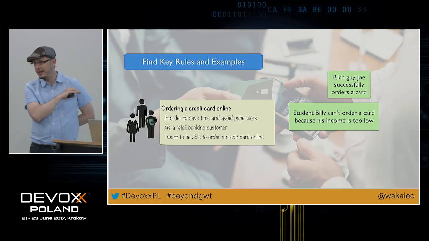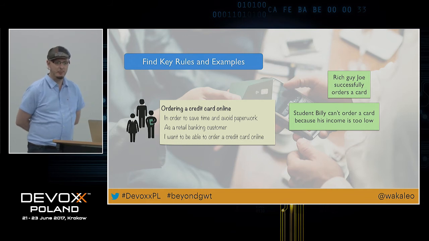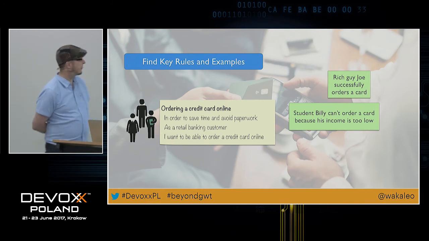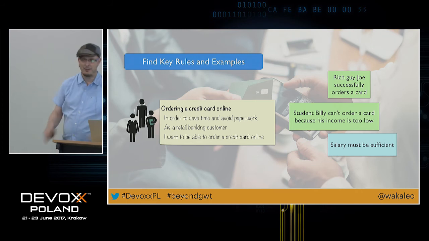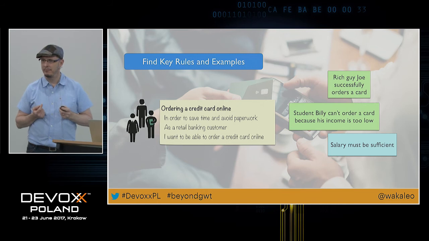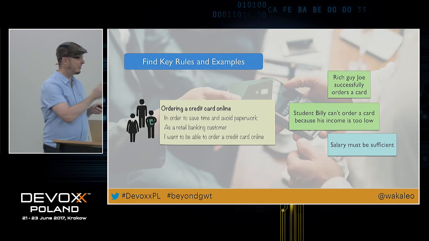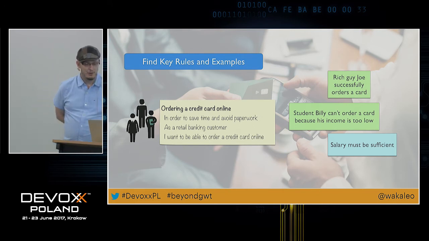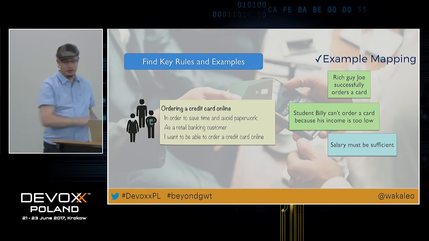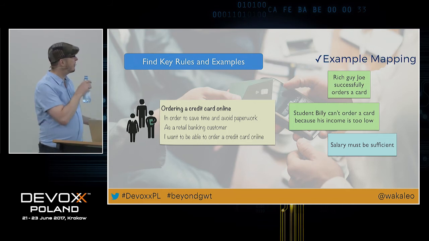Notice there's no given when then there, they're just examples, plain text. Say, oh, there's a business rule in there. What's the business rule? Well, there's something about the salary must be sufficient, because if your salary's not high enough, you don't get a credit card. And there are others as well. There are also credit checks and so forth. So this would be typically where we do example mapping. I'll show you these techniques a little bit later on, but this is where we're looking at example mapping and feature mapping here.